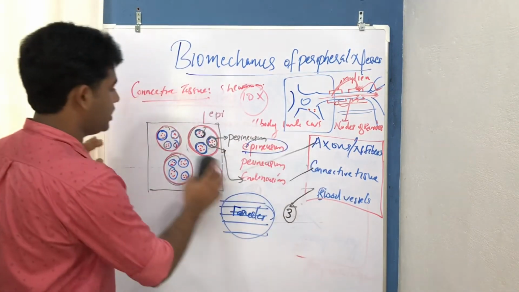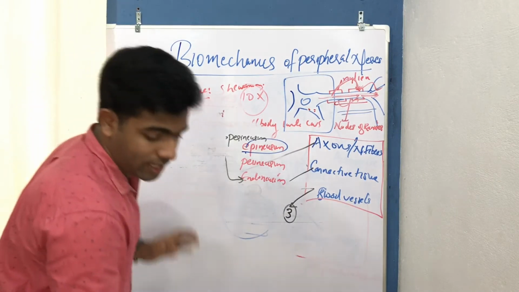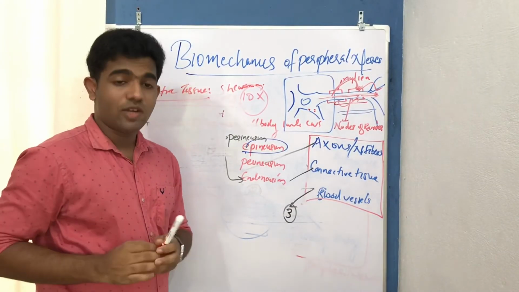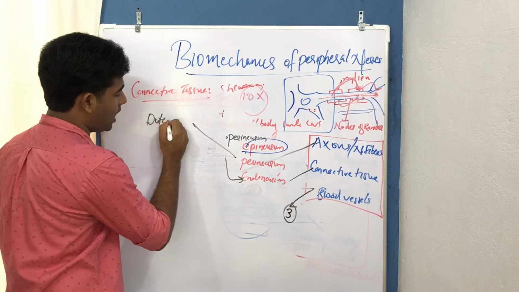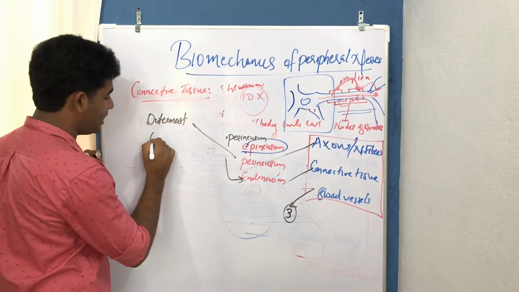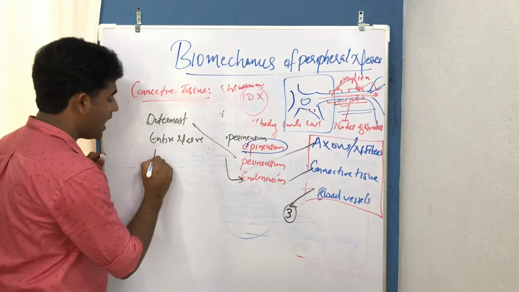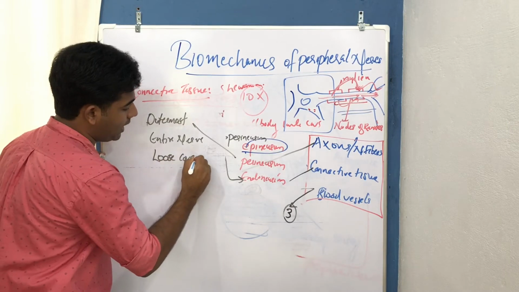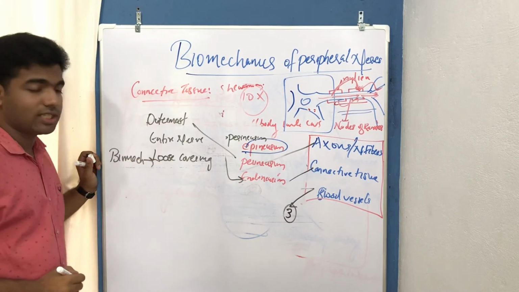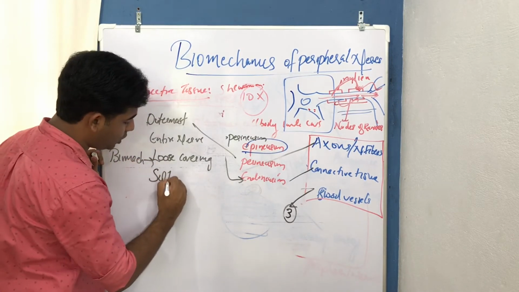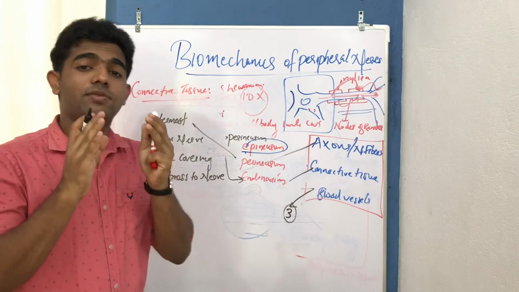Alright. Now we need to see in detail a bit more about these coverings: the perineurium, epineurium and endoneurium. The first one is the epineurium. Epineurium is the outermost layer. It covers the entire nerve, and it is a loose covering. Now we are seeing the biomechanical properties. It is a loose covering and gives softness to the nerve.